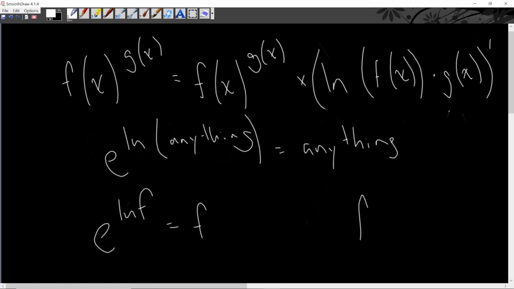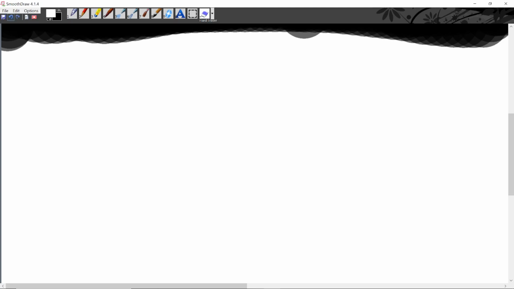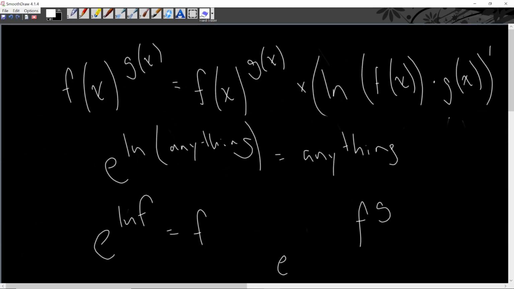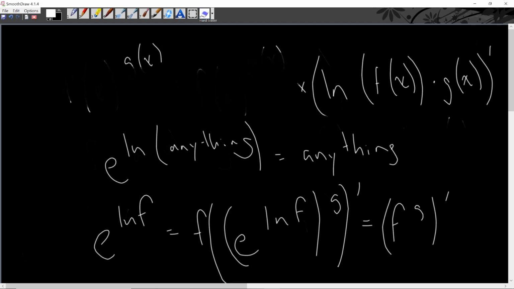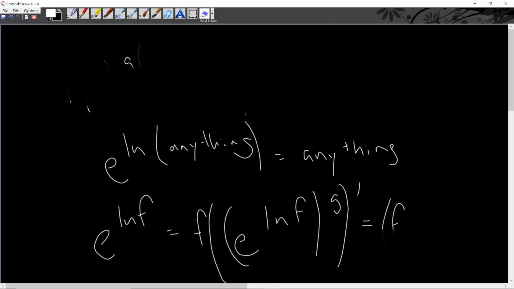So if we have f to the power of g, then let me write this in a more coherent flow. We have e to the power of g ln f is equal to f to the power of g, which is what we are trying to derive. So we're going to have this derivative is equal to that derivative. And now, I think it's relatively self-explanatory.